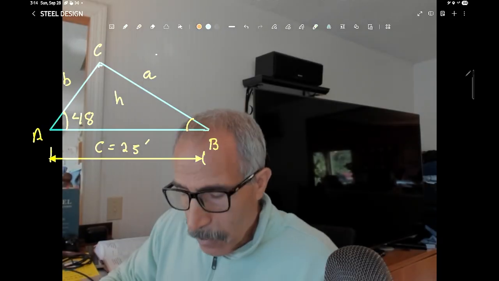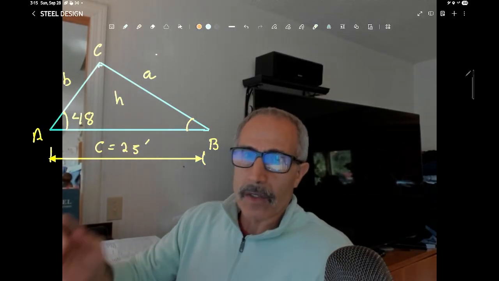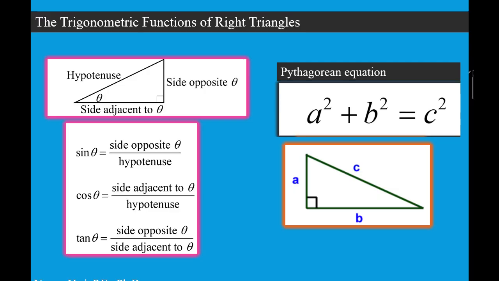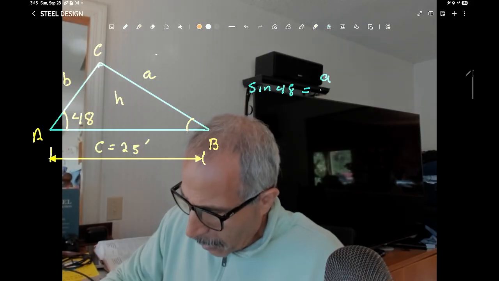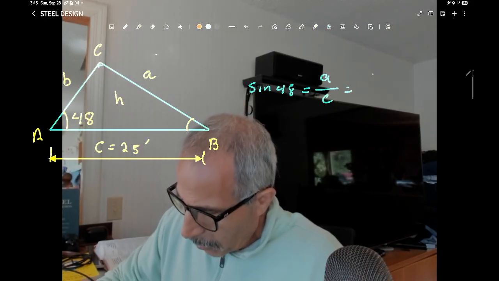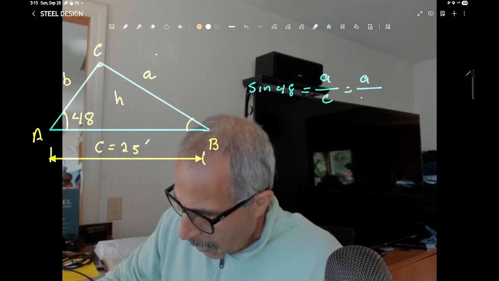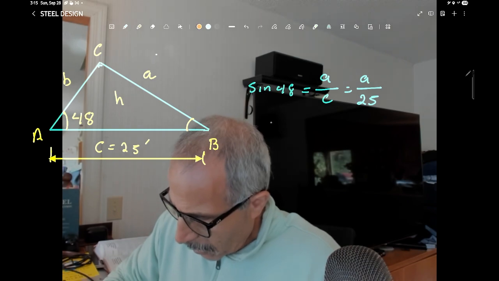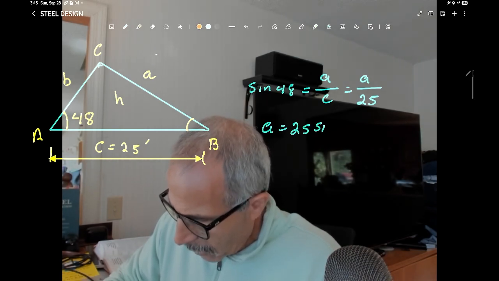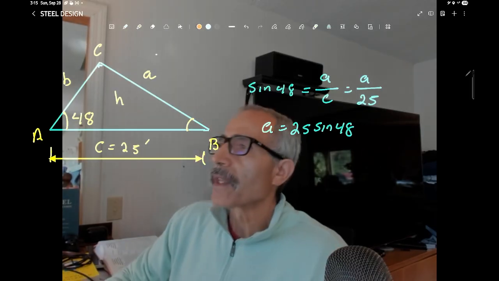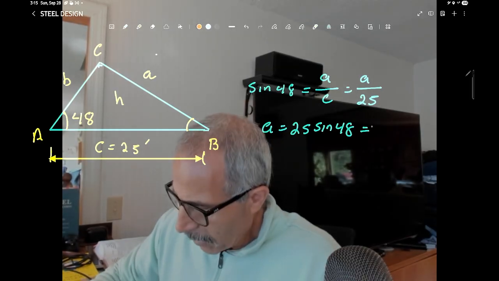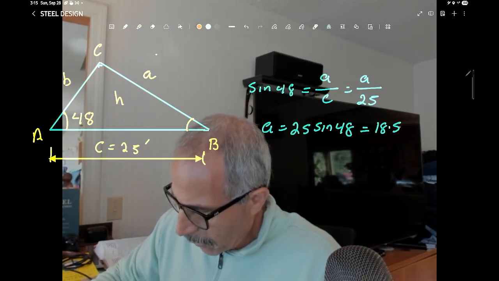To solve this, we just use the sine and cosine law, and look up on the screen to see what we had before from the PowerPoint. All I'm going to say is that sine 48 is the opposite, which is equal A, divided by hypotenuse, which is C. And if I keep that, it's A divided by 25. And therefore my A is equal 25 sine 48. And that should give me 18.58.